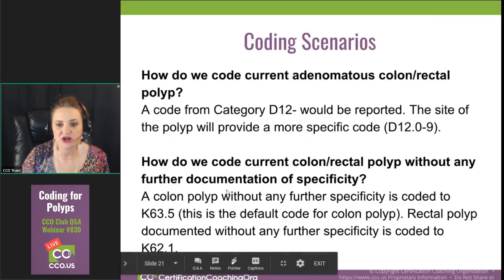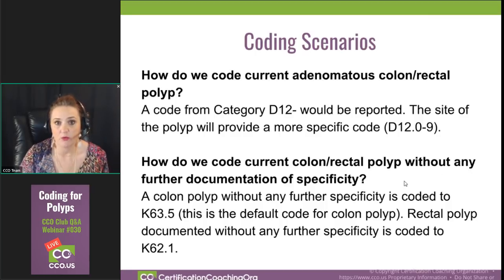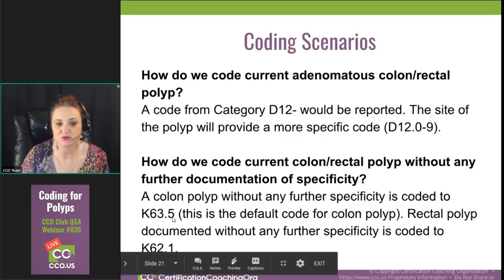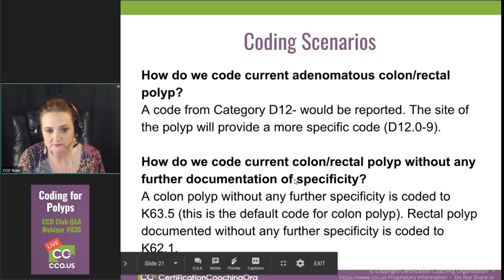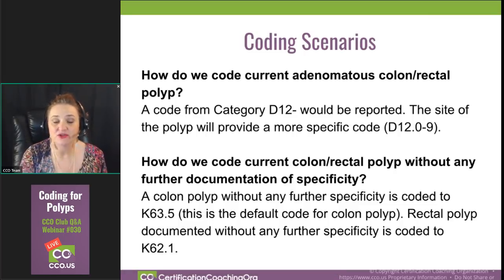Then she goes on to say, if you don't have any further documentation, so what do we do with a colon or rectal polyp without any further documentation to specify what we got? You know, it doesn't say hyperplastic or not. So then it says you're going to code K63.5. This is the default code for colon polyps. Rectal polyps would be K62.3. All right, that's important. That you need to write in your manual.